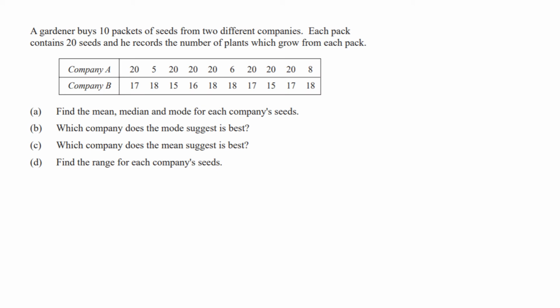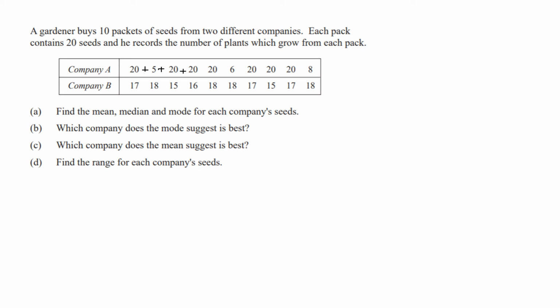So a gardener buys 10 packets of seeds from 2 different companies. Each pack contains 20 seeds, and he records the number of plants which grow from each pack. And we need to find the mean, median and mode for each company's seeds. So let's start off by finding the mean.